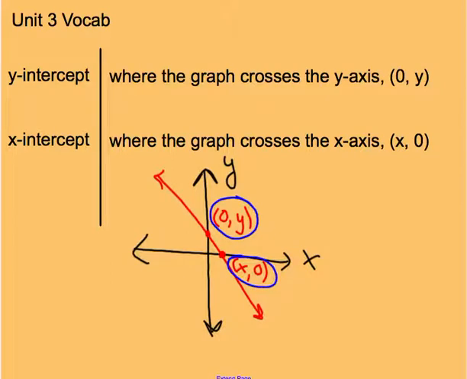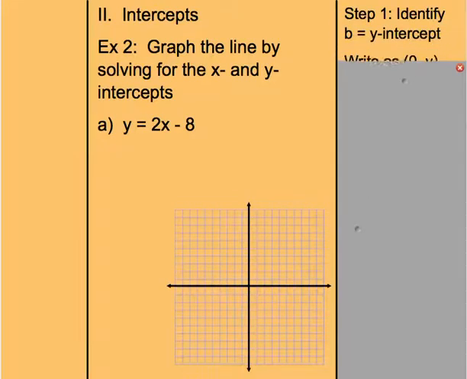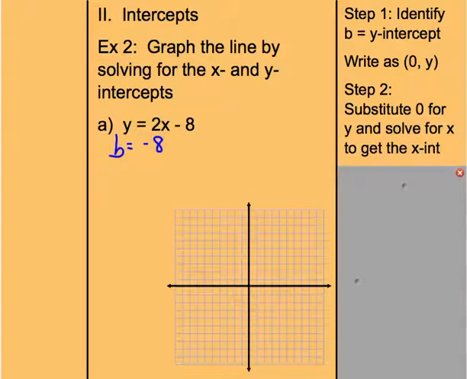So our process for solving for the x and y-intercept is, if we're looking for our y-intercept, we look for the start. So we've done that before. And for our x-intercept, we substitute 0 for y and solve for x. So to get my x-intercept, and we solve the equation. So we're going to add 8 to both sides and divide both sides by 2.